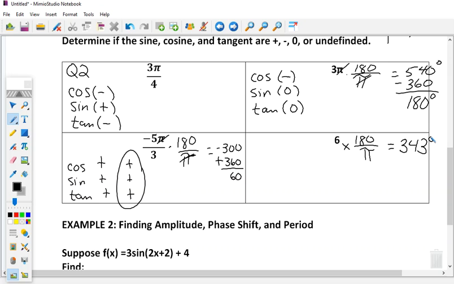Quadrant 4. In which case, how about the cosine? How about the sine? And how about their tangent then? Yeah. Can you guys handle those? First question, can you handle those?